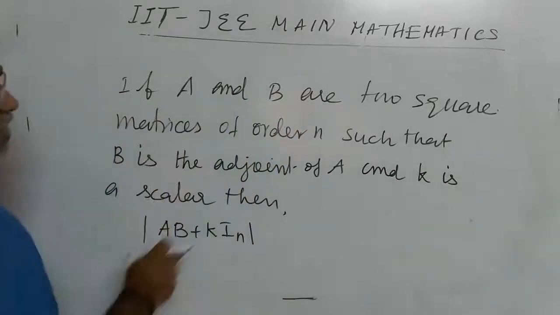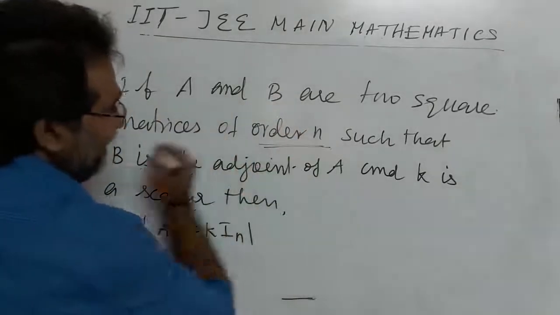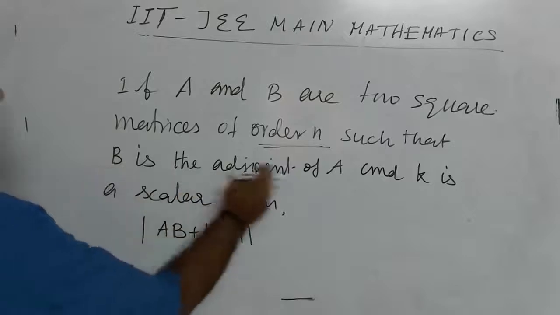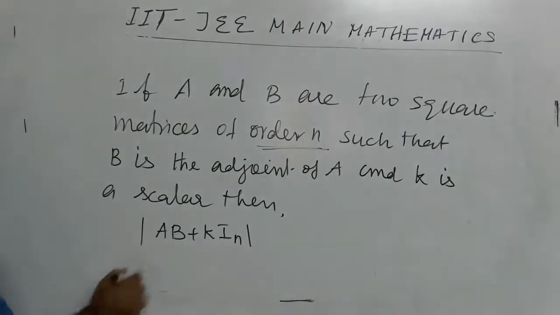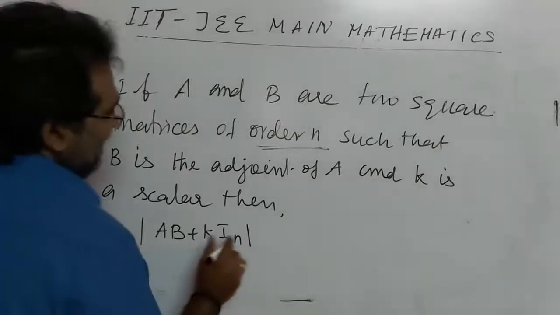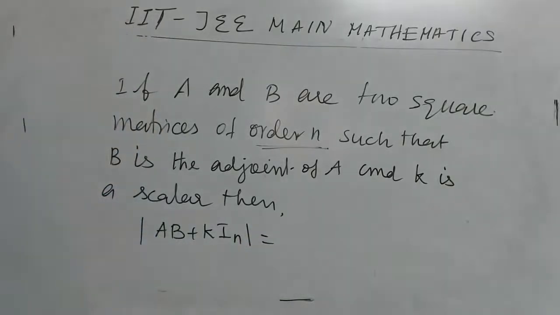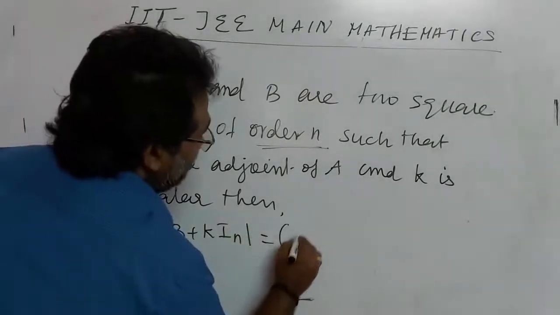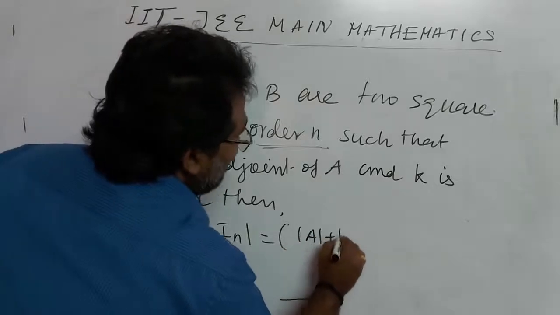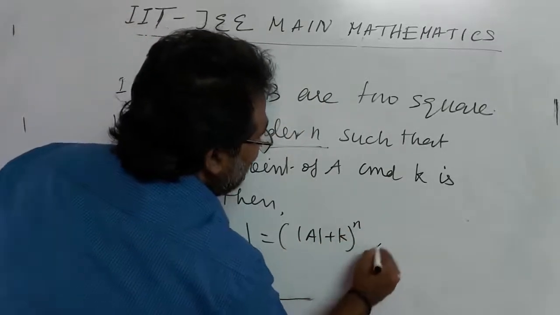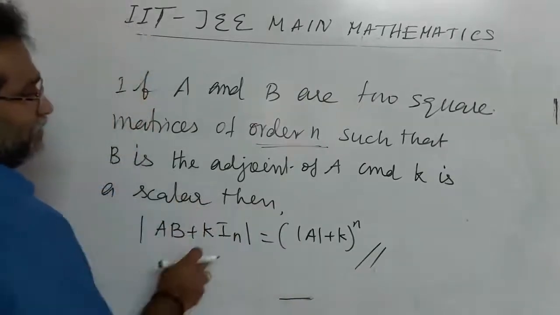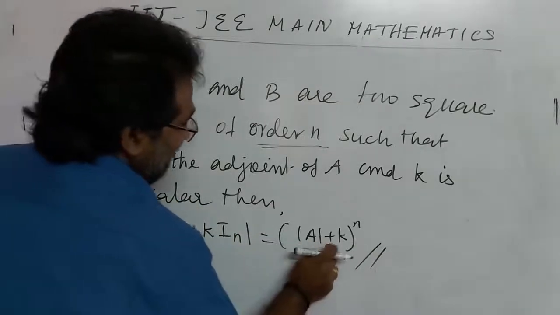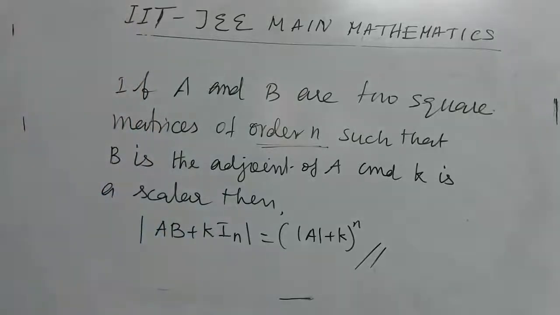Two square matrices of order n. B is the adjoint of A. K is any scalar. So determinant of AB plus K In equal to determinant A plus K whole power n. In place of A, we have to write determinant A. In place of K, you take K the whole power n. Very important result.